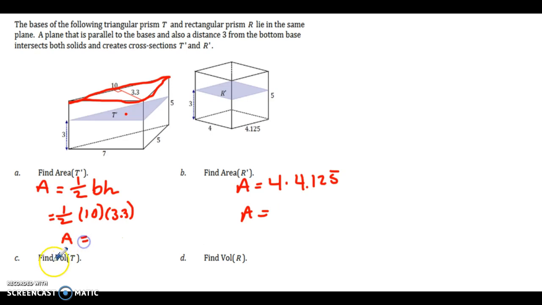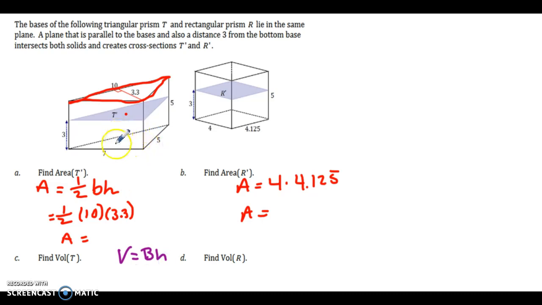And then it says find the volume of T and find the volume of R. And so for both of these, the volume should be big B times H. And so big B is different each time. Oops, not times A, times H. Big B times, let's write that again. And for my volumes, I'm going to do volume equals big B times H.